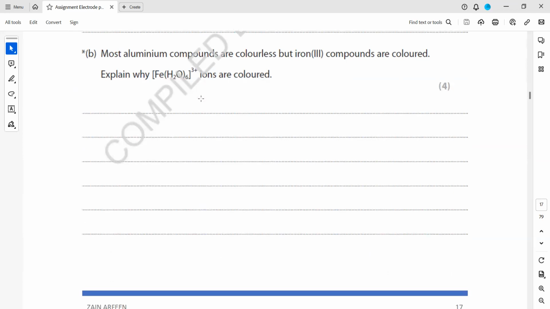Most aluminium compounds are colorless, but iron 3 compounds are colored. Explain why hydrated iron 3 ion is colored. So an explain question is there, which means the answer should be structured.